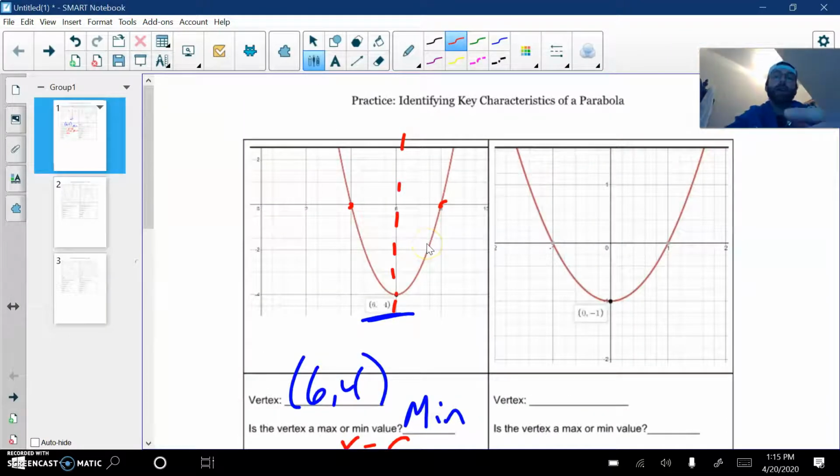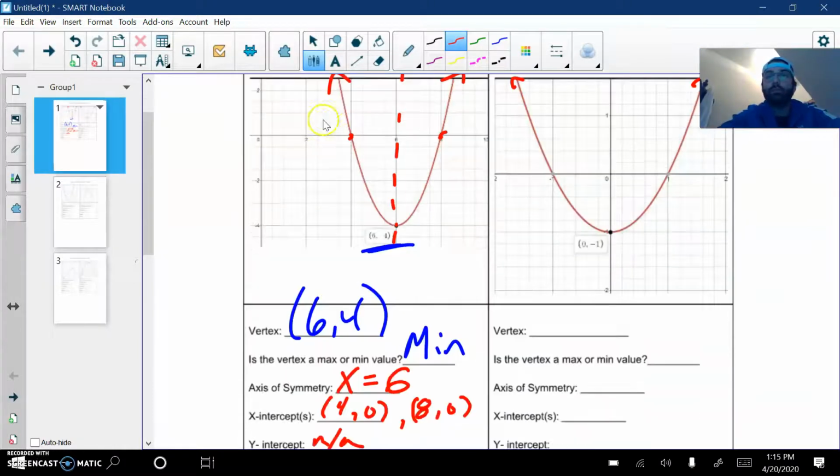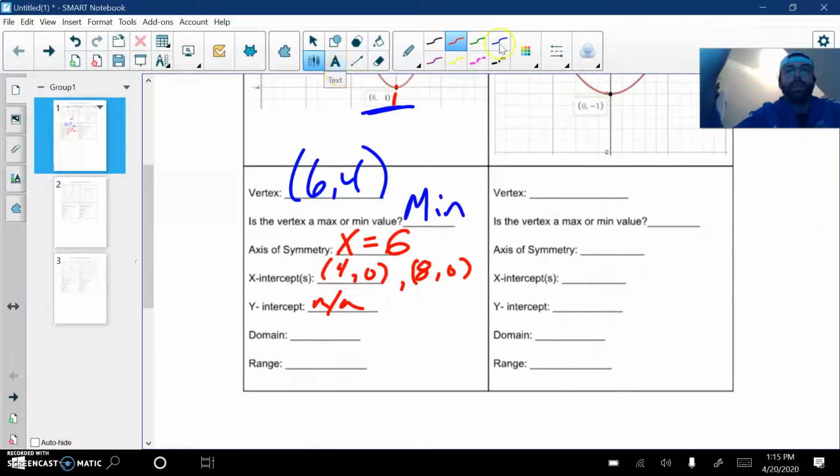Domain. Remember, domain is all of your possible x values. Remember domain, we will read from left to right. Okay, in this case, you can assume that there are arrows here, arrows and arrows. So my domain is actually going to be negative infinity to infinity for all real numbers.